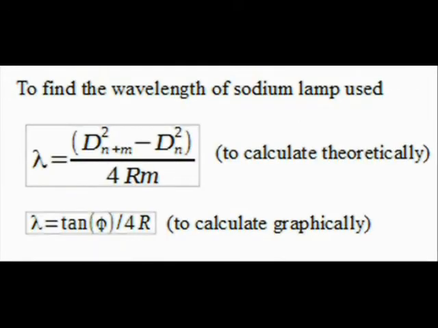To find the wavelength of sodium lamp used, lambda is equal to the square of the diameter of (n plus m)th ring minus the square of the diameter of nth ring over 4 into radius into m, where m is the number of rings. Another way to calculate the wavelength of sodium lamp is by graphical method, where lambda is equal to tan phi upon 4r.